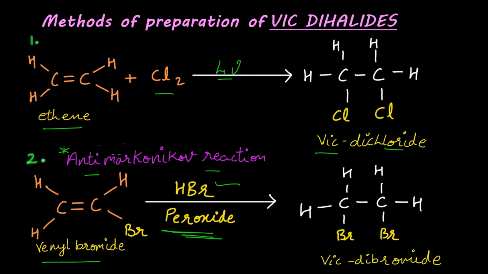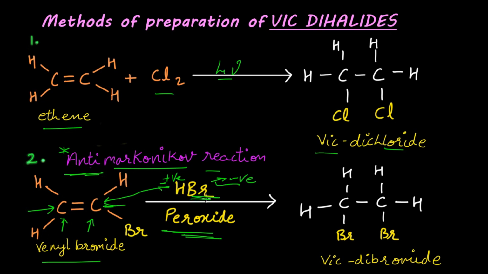Markovnikov rule states that when an unsymmetrical alkene is treated with an unsymmetrical reagent, the positive part will attach to the carbon that has the higher number of hydrogen atoms. These are the two double bonded carbon atoms. According to Markovnikov rule, hydrogen is positive and bromine is negative, so the positive part will be attached to the carbon that has more hydrogen, that is this carbon. But since we are talking about anti-Markovnikov rule, the positive part will go to the carbon that has fewer hydrogens.